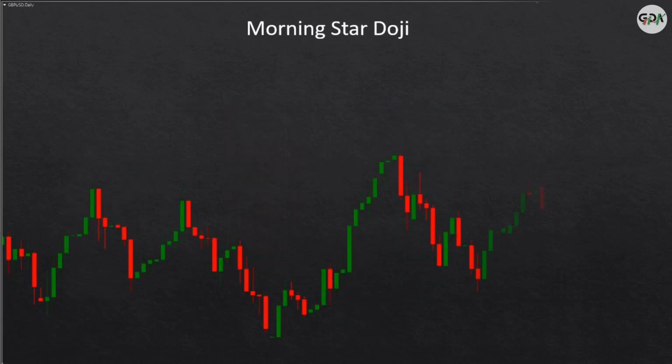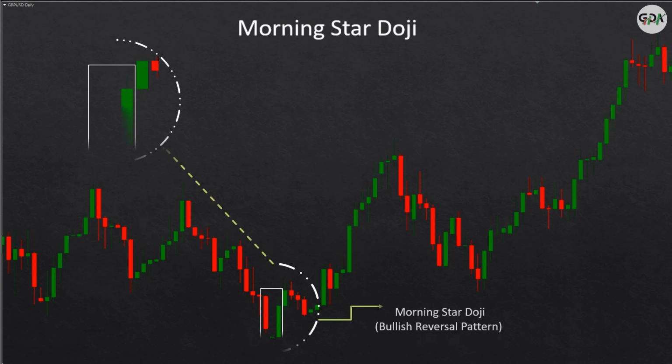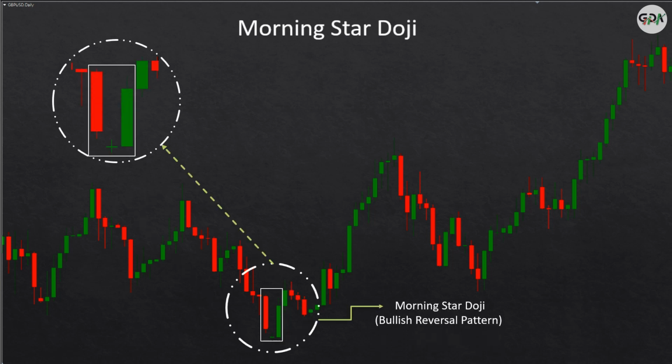Let us get into an example of Morningstar doji, which is known as bullish reversal pattern. Previous price action was in downtrend. Morningstar doji is formed at the bottom or in the area of support level, leading the price to upside direction.